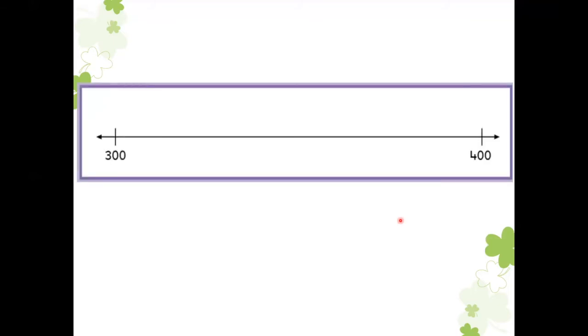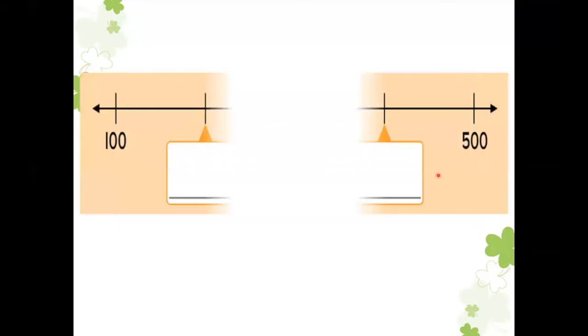Let's have another example. Let's look at this number line. This number line starts from 300 and it ends with 400. The number between 300 and 400 is 350. And what's between 300 and 350? It is 325. How about here? What's the number between 350 and 400? It's 375. Very good.